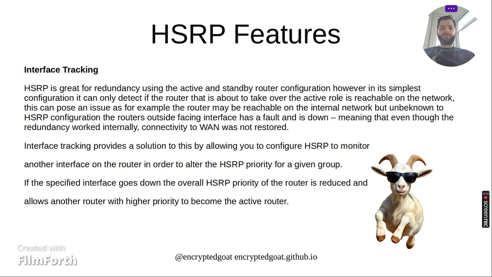Interface tracking provides a solution. This is by allowing you to configure HSRP to monitor another interface in order to alter the HSRP priority for a given group. If the specified interface goes down, the overall priority of the router is reduced and allows another router with higher priority to become the active router. So this is how it works. Priority is really important in HSRP for this to actually work. It is based on who's got the highest priority on the network, so it knows where to switch over.